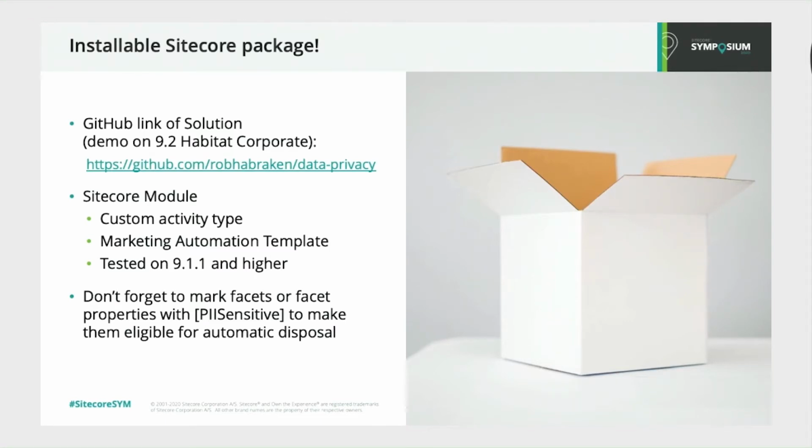I have an installable Sitecore package for you that includes the solution, but I have also open sourced the code. So you can have a look at my repository at GitHub called Data Privacy, which includes Habitat corporate example implementation on 9.2. And it includes a custom activity type, as I've shown you, the marketing automation template. So you don't have to create the marketing automation plan yourself. You can customize it from there on.